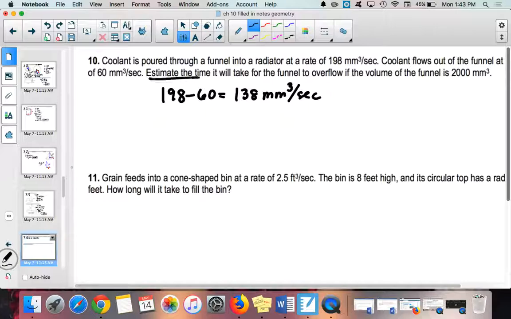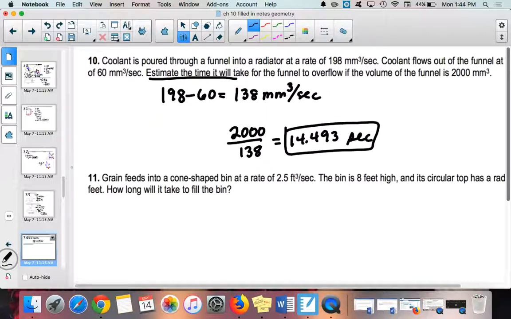So it says estimate the time it will take for it to overflow. Think about how I would do this. I want to find how many seconds it takes for it to overflow. How do I find that? After 1 second, I have 138 cubic millimeters. After 2 seconds, I have 2 times 138. After 3 seconds, and so on. 2,000 divided by 138 finds the number of seconds. I end up getting 14.493 seconds. That's how long it takes.